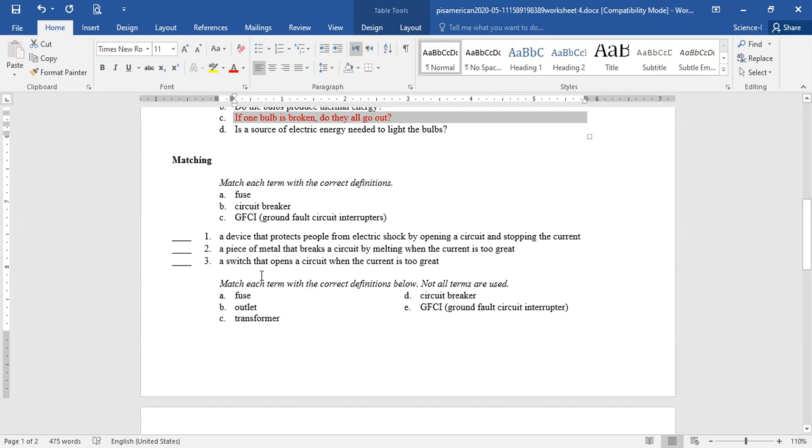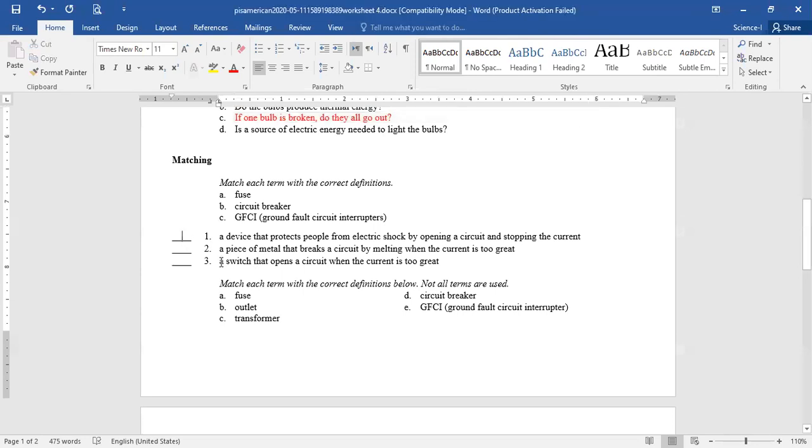Regarding this, let's try to match these three questions to the suitable alternatives. First one, a device that protects people from electric shock by opening a circuit and stopping the current. Which one? Yes, Lujina? C. C, good. Then question number 2, a piece of metal that breaks a circuit by melting when the current is too great. Yes, Hannah? A. A, fuse, good. And finally, a switch that opens the circuit when the current is too great, that will be the circuit breaker.